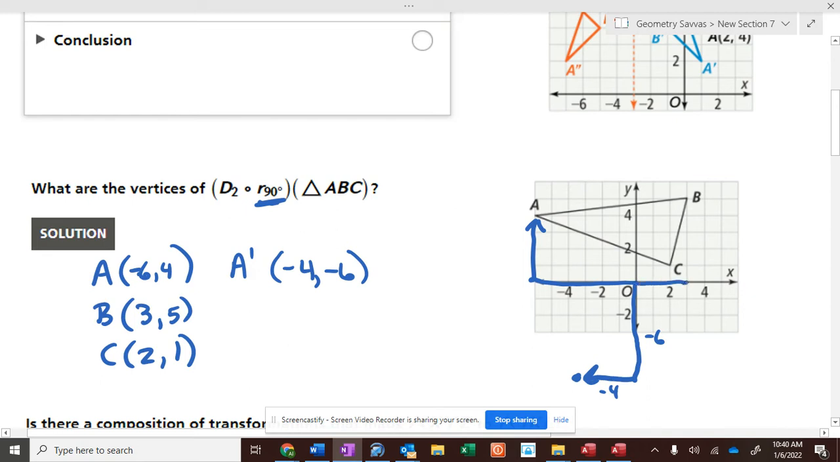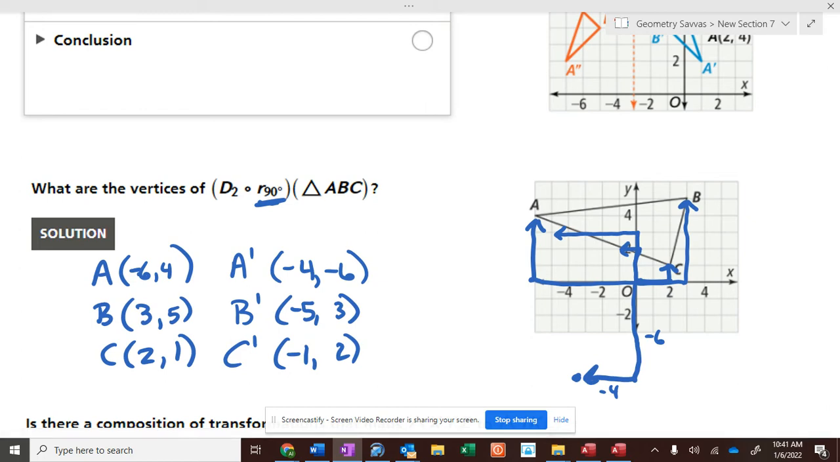B, originally it was over this way 3, up this way 5. So if you rotate this arrow this way, it's going to be 3 this way, 5 this way. Okay? So it's going to be at negative 5, 3. And C, originally it was here and then here. So we're going to go here and then here. Okay? Turn it from here to there. So C prime will be at negative 1, 2. Okay? So that's just turning it.